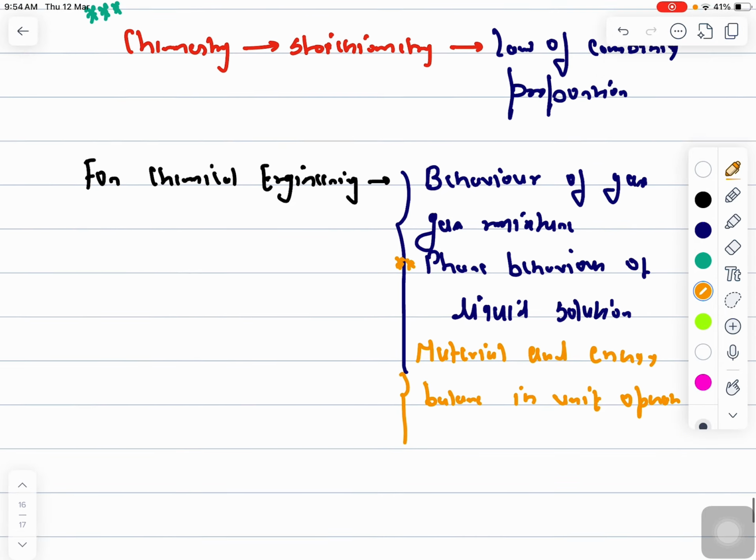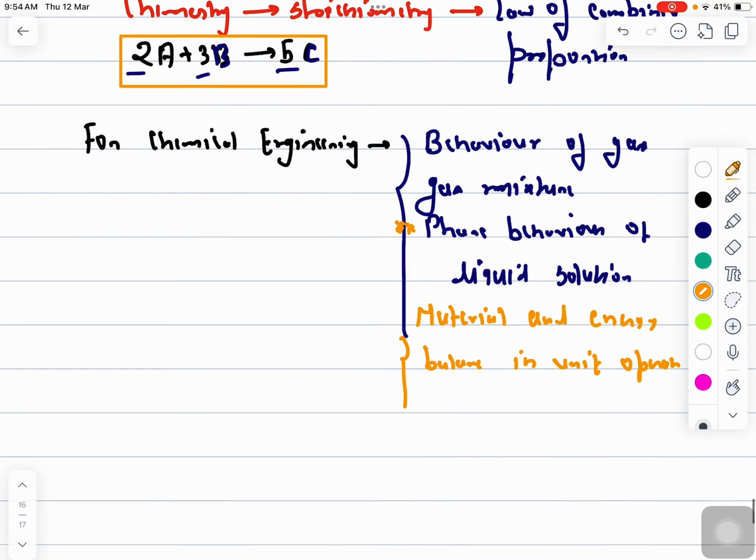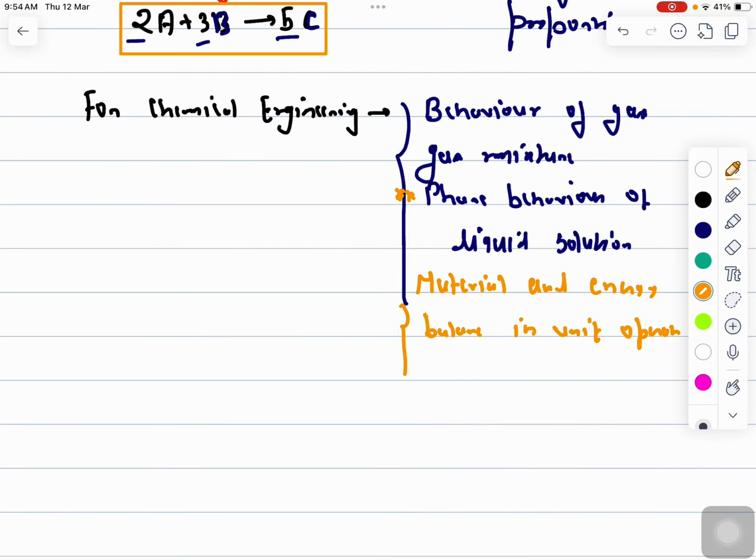So you would have seen that in chemistry, if you have a reaction, and you see the stoichiometric coefficients, you can directly tell, let's say, if 2 moles of A plus 3 moles of B convert into 5 moles of C, then by observing the stoichiometry you can directly say that 2 moles of A will form 5 moles of C, or 3 moles of B will form 5 moles of C. So the application of stoichiometry is limited to this principle, the law of combining proportion in chemistry. But in chemical engineering, it has a broader meaning, like the behavior of gases.